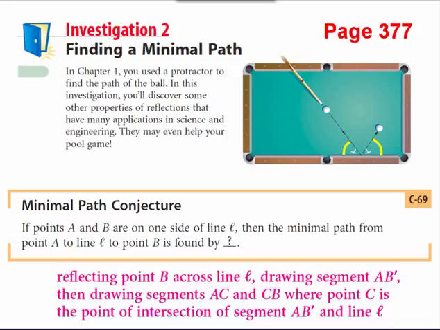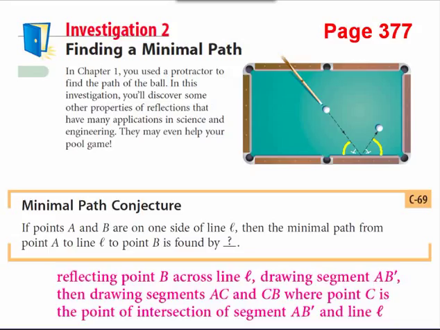Now what you're going to do is draw in AC and CB. You're going to draw in AC and CB. And that is the shortest distance from A to B when using that line. So that would be like if you were going to shoot pool or something like that. That's going to be your shortest distance. Okay, so that is the shortest distance.